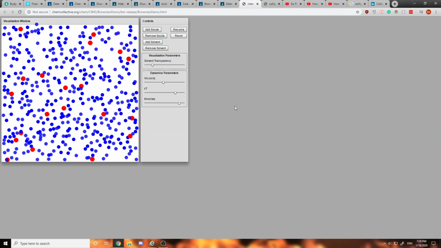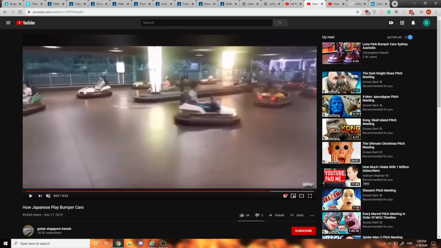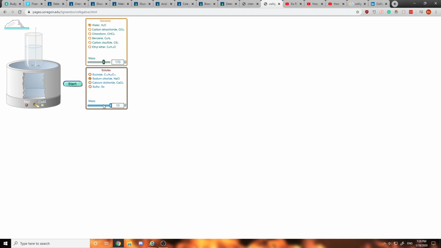Anyway, so these molecules, the solute molecules, are being moved around. Now, how does this relate to the two properties we just talked about? Boiling point elevation and freezing point depression. Okay. So let's move on to this simulation that I found.